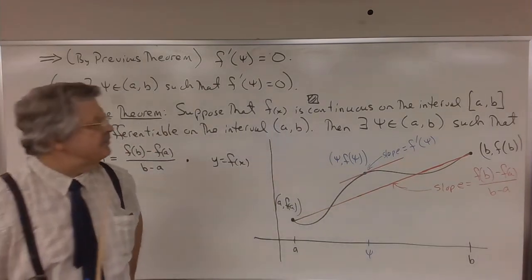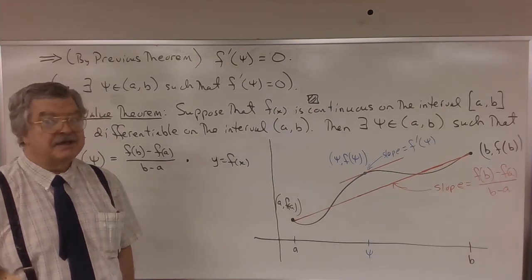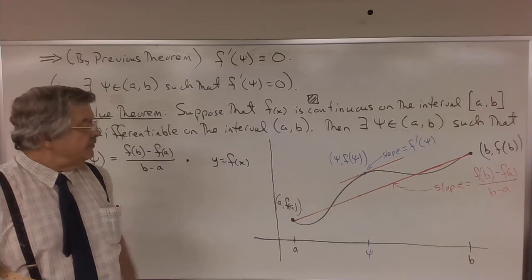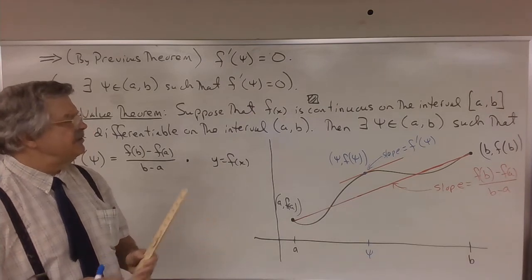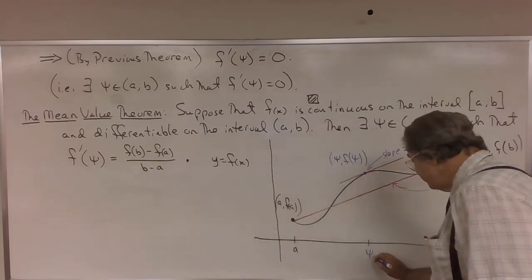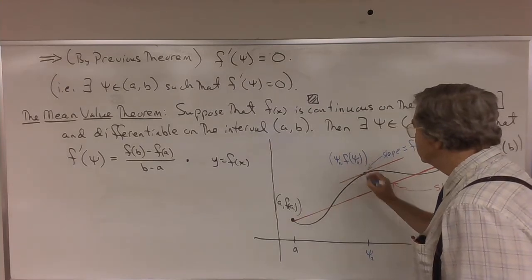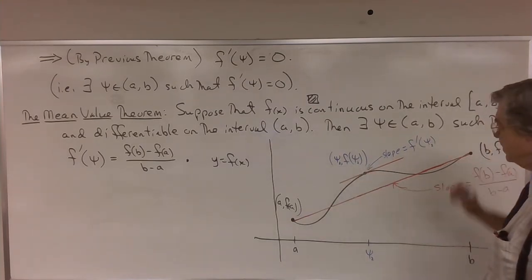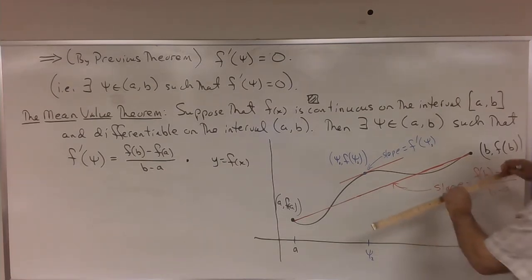Now remember when we proved Rolle's theorem that we said that psi was not necessarily unique? Well, the same is true in the mean value theorem. Psi is not necessarily unique here. As a matter of fact, let me call this psi sub 2. Because we'll notice that there are other values of x in this interval where the slope of the tangent is the same as the slope of this line.